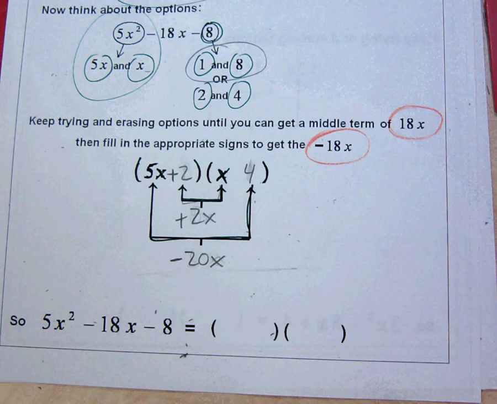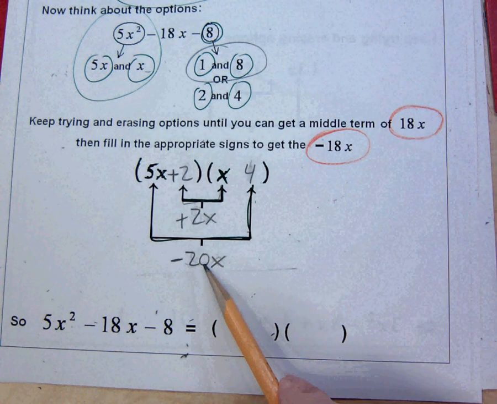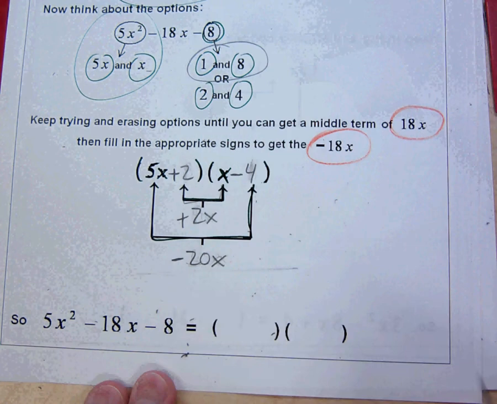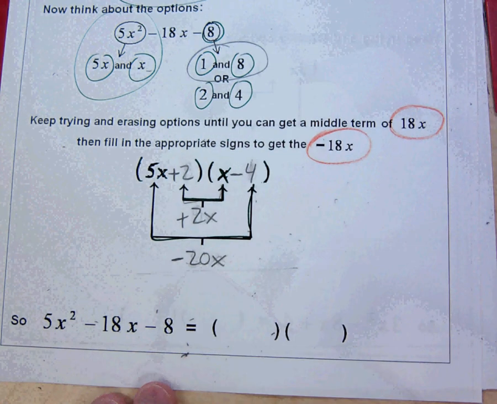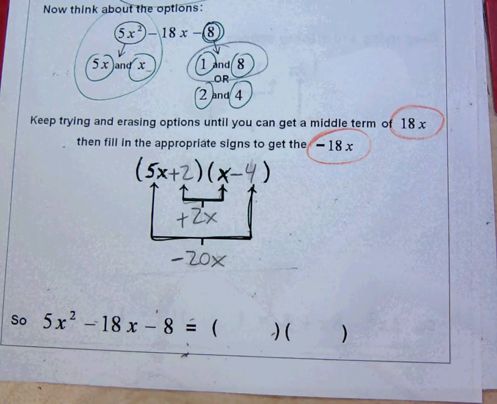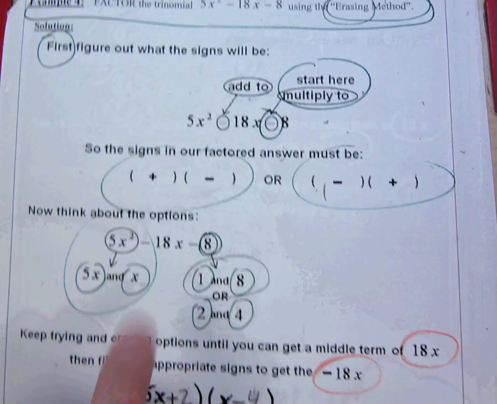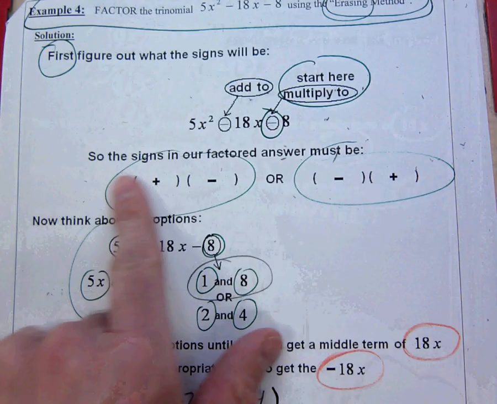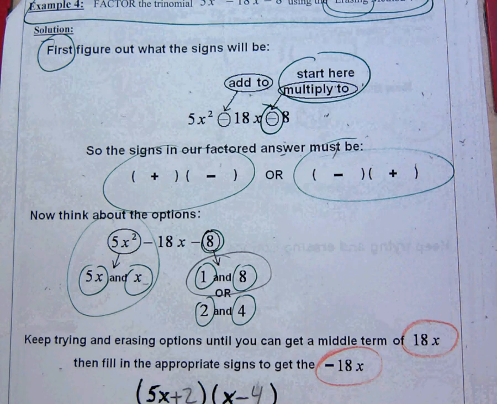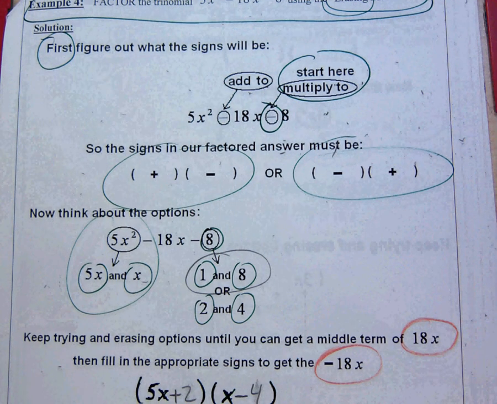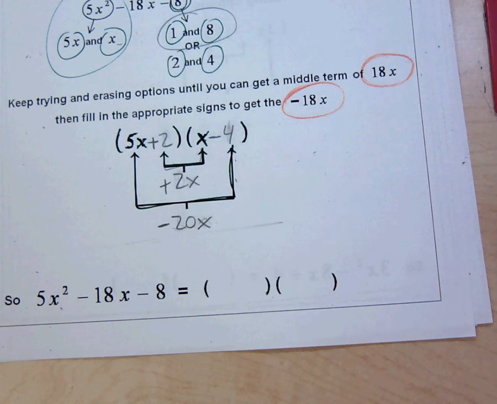What's the only way I'm going to get a minus 20x here? A minus over here, right? Because a 5x times a minus 4 would give you the minus 20x you need. And by the way, is that even a possibility to have a plus and a minus? Yeah, and I said at the beginning you needed a plus and a minus. So I know I got it right. Everything checks out, doesn't it? All right, so that's your answer.